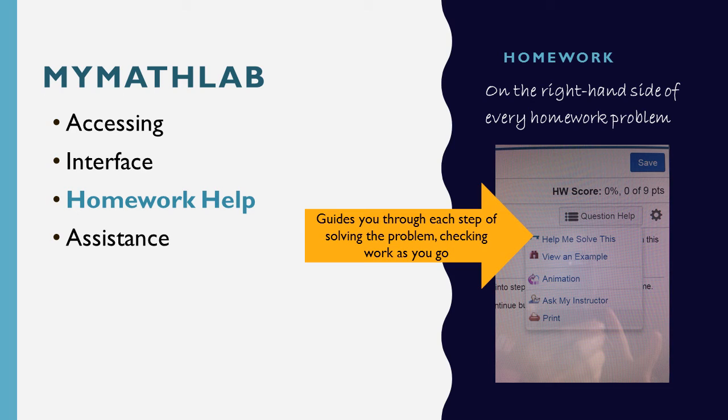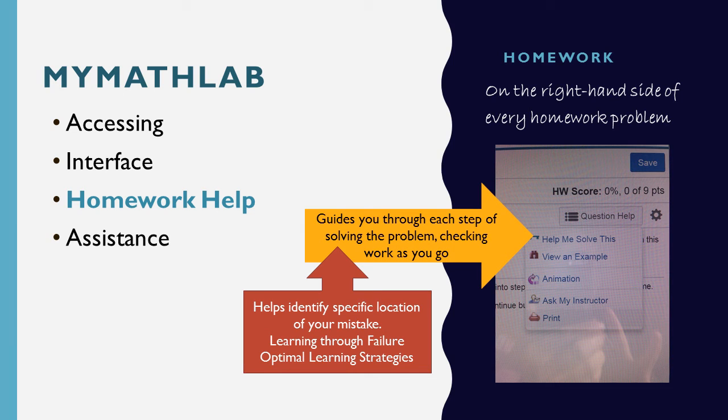First of all, Help Me Solve This. This guides you through each step of solving the problem, checking your work as you go. It's a step-by-step explanation and often breaks down problems into smaller substeps. This helps you identify the specific location of your mistake. One of the things that can happen when we're doing long, complex problems is realizing that you've made a mistake, your answer is not right, but where exactly were you making that mistake? At what point of those five or six calculations were you wrong? Using the Help Me Solve This tool will help you identify specifically where you're making your mistake.